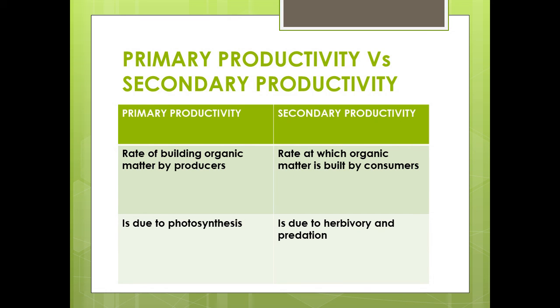Let's look at the differences between primary productivity and secondary productivity. Primary productivity is the rate at which organic matter is built up by the producers. Secondary productivity is the rate at which organic matter is built up by the consumers. Primary productivity is due to photosynthesis, while secondary productivity is due to herbivory and predation.